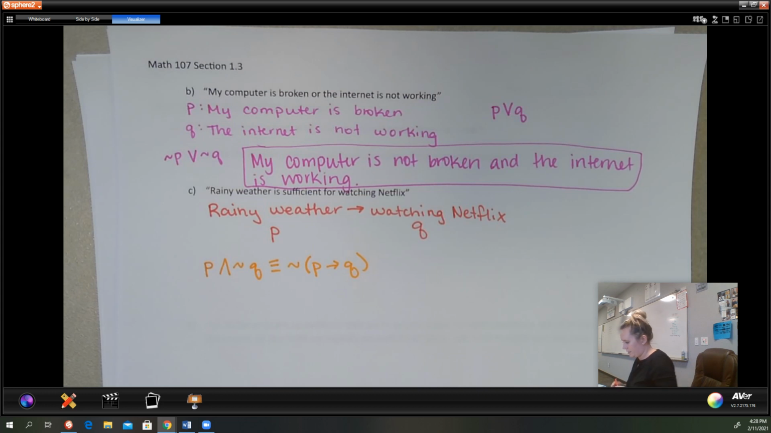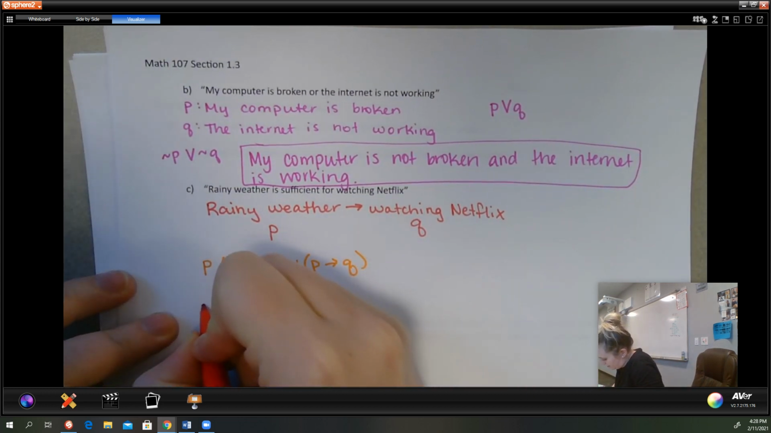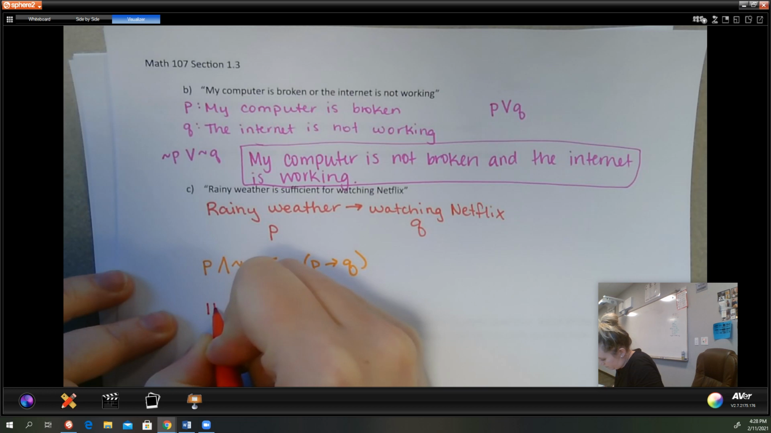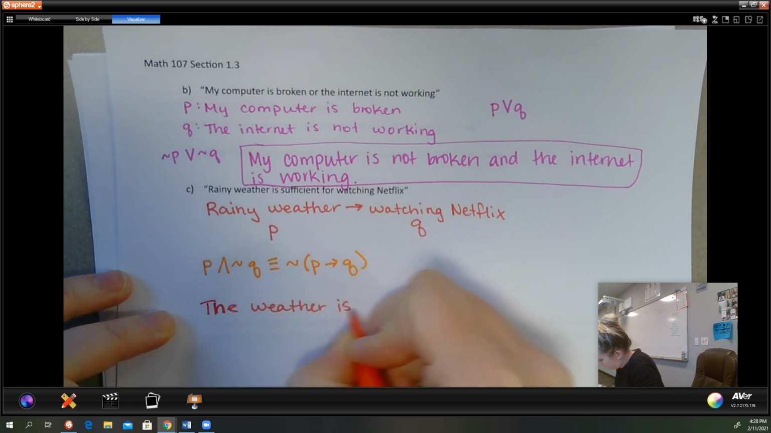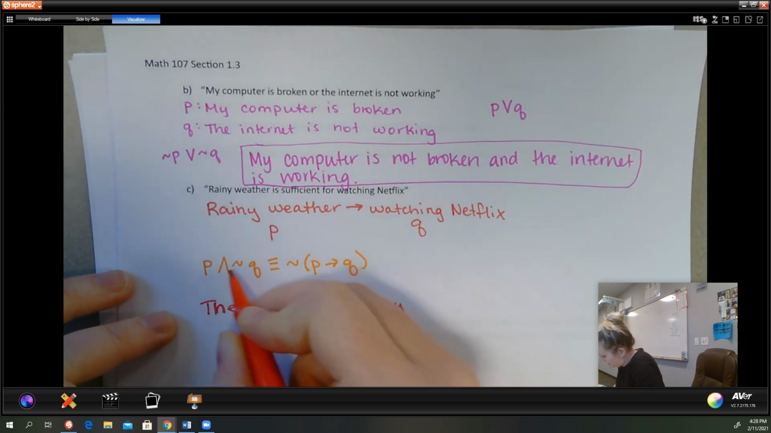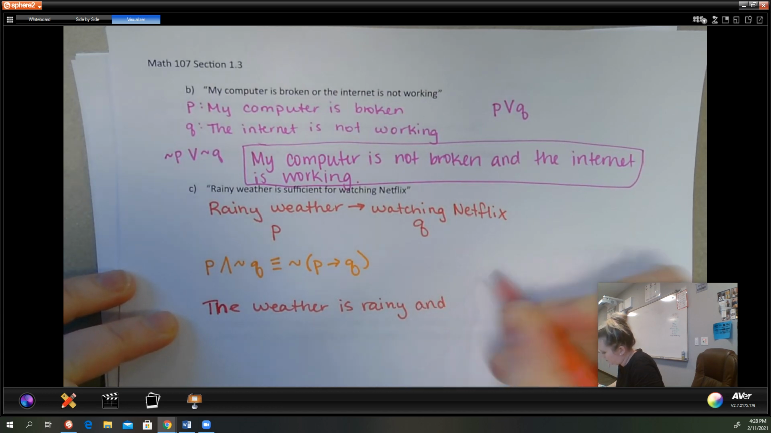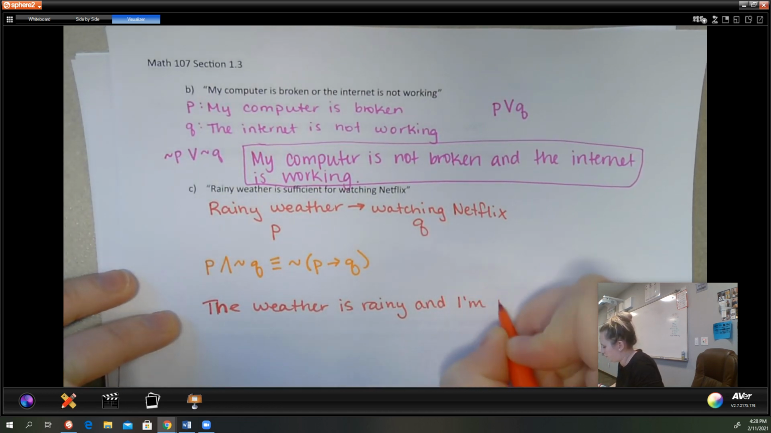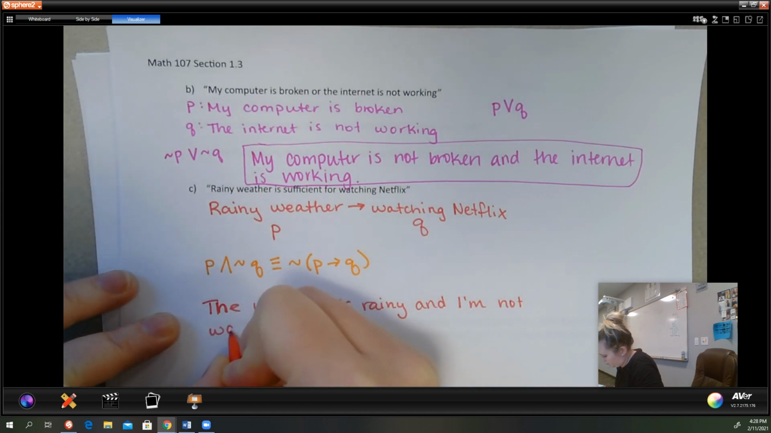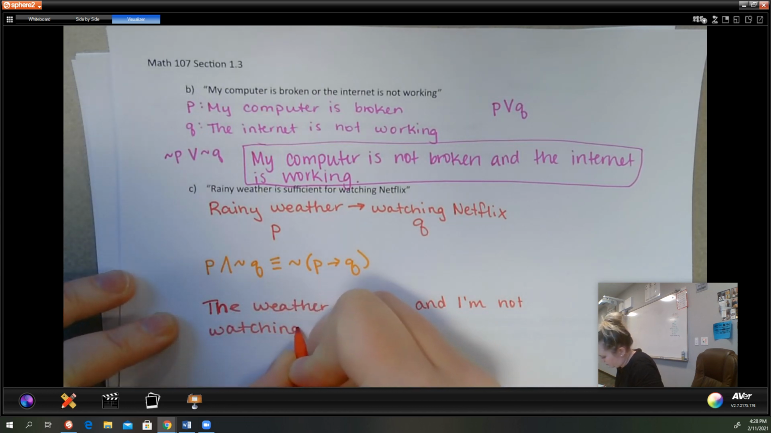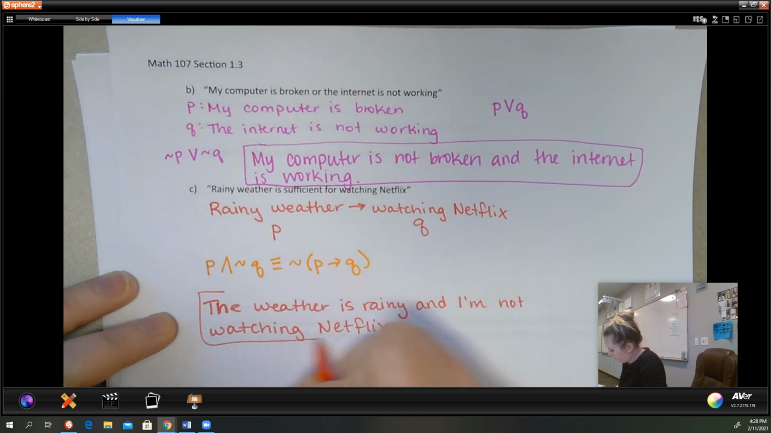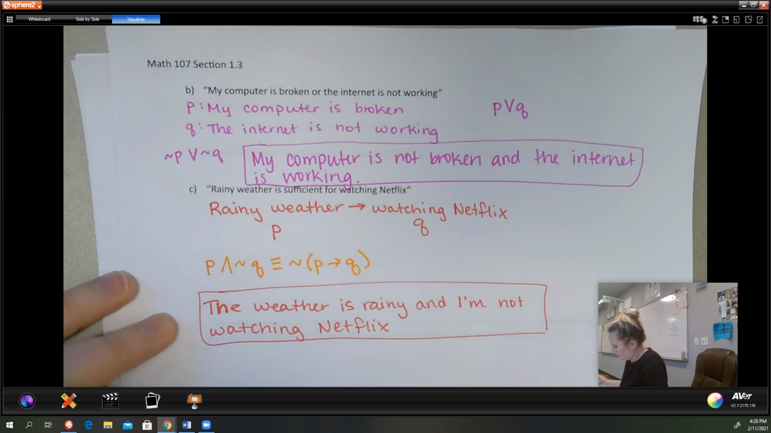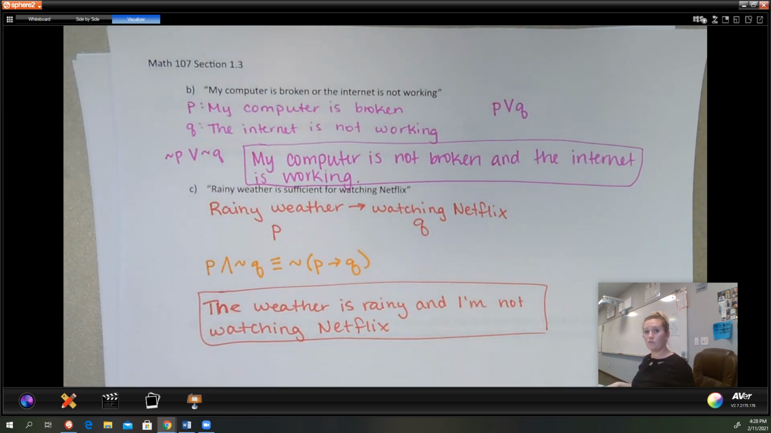So here we go. P was rainy weather, so the weather is rainy, and I'm not watching Netflix. That is the negation. There you go. That is the end of 1.3.